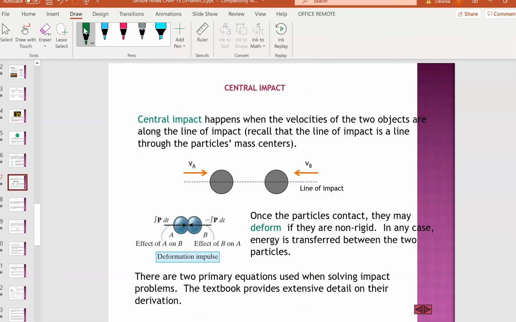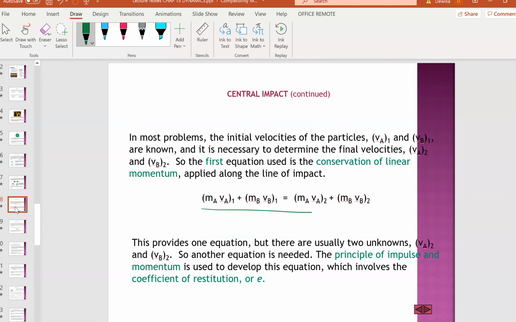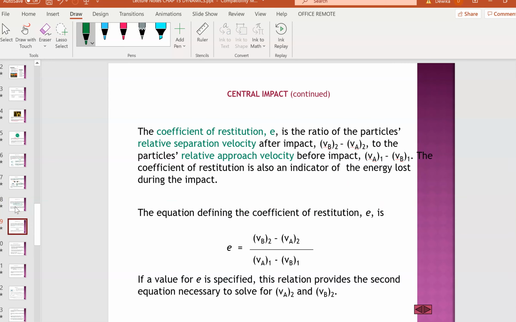Now, let's analyze the central impact. It happens when the velocities of the two objects are along the impact line. Once the particles make contact, they may deform if they are non-rigid. In any case, energy is transferred between the two particles. These are the two primary equations used to solve the problem. This is the first equation, which we have gone through: the conservation of linear momentum, and the second equation will be the coefficient of restitution equation.